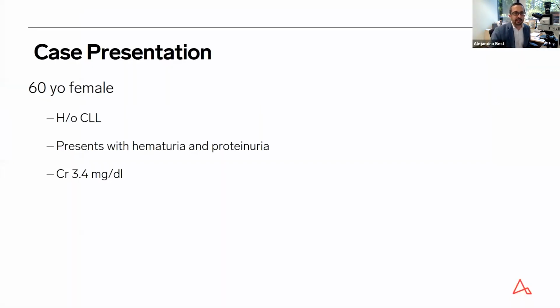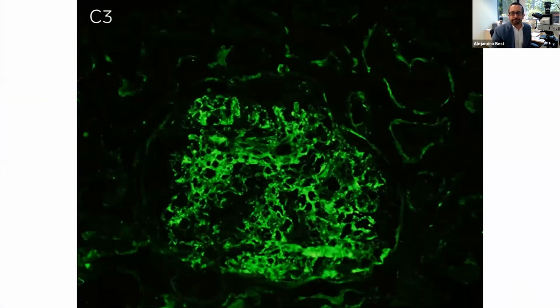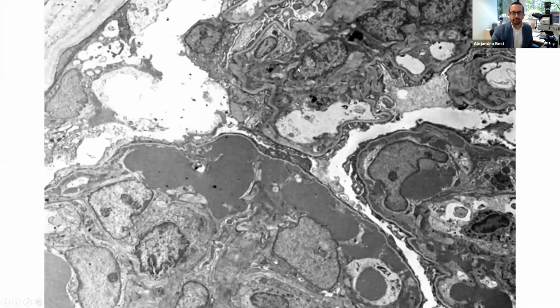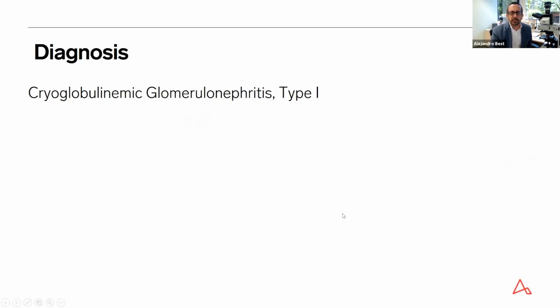Oh, and I never gave the history. This is a 60-year-old with CLL, hematuria, and proteinuria. Same IF. I did paraffin immunofluorescence, and once again, we unmasked an IgM kappa, which was staining in the capillary loops, but also in the hyaline thrombi and in the mesangium. IgG and lambda were completely negative. The immunofluorescence showed big subendothelial deposits, which even from this power you can see a vague substructure. They don't look homogeneous. They look like the deposits have some structure to them. So this is a very classic case of type 1 cryo.